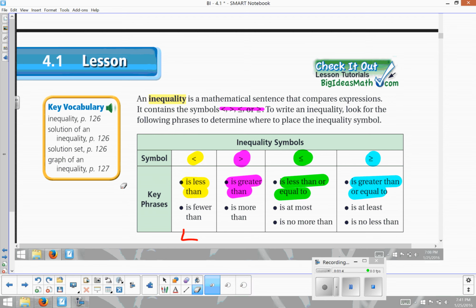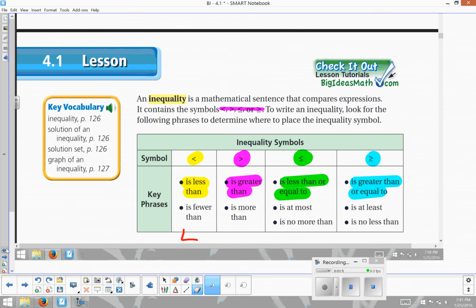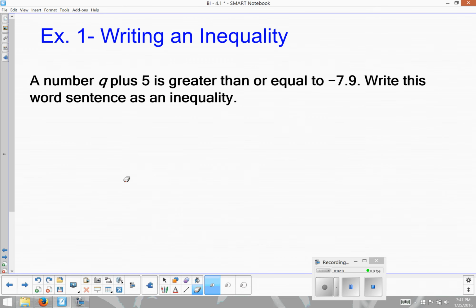Example 1. We're going to be writing an inequality using the following table. So if you need to pause this part, go ahead and pause it. Write down this table. This table is very, very important, especially the words that you see in the chart. Okay, so let's pause it and write down the table. Now that you've written down the table, look at it and try to read the sentence and see if you can come up with a math problem using an inequality.